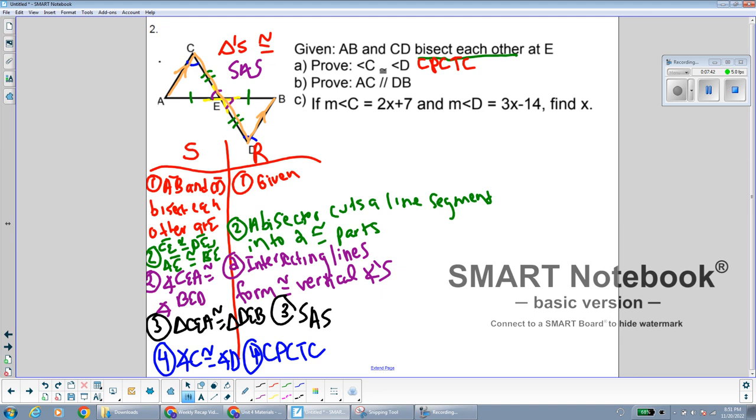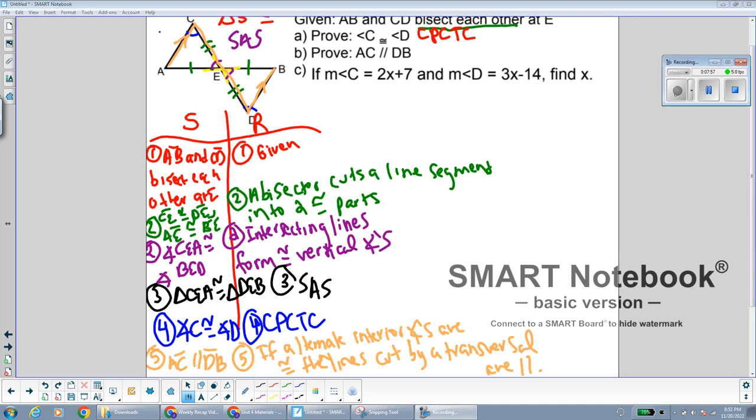So that's just going to be one more step in my proof. Now that we've already shown angle C is congruent to angle D, we can now state that AC and DB are parallel to each other because of our congruent alternate interior angles. Notice how my reason is a complete reason. I didn't just write alternate interior angles. I wrote if alternate interior angles are congruent, then lines cut by a transversal are parallel.